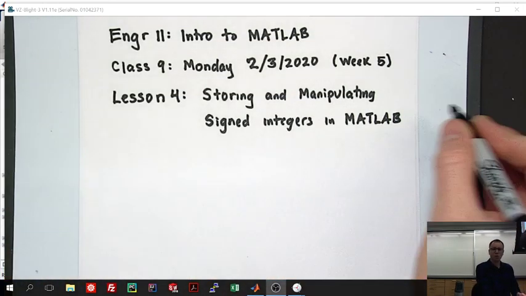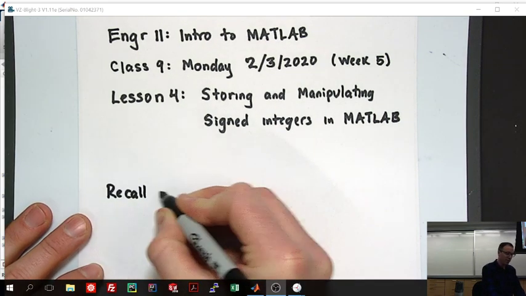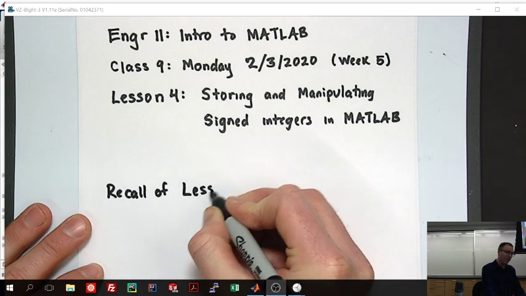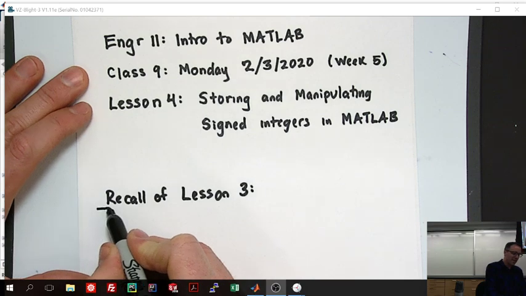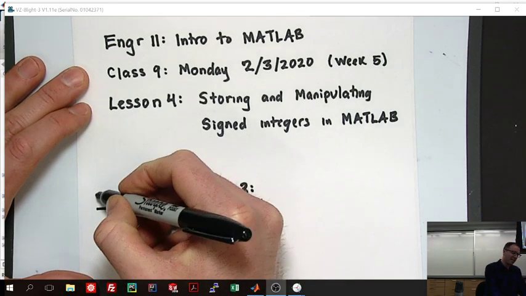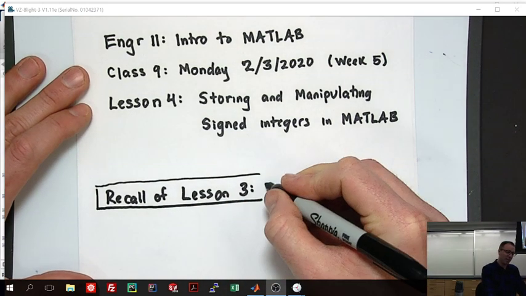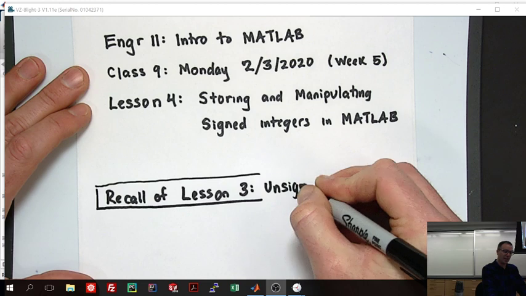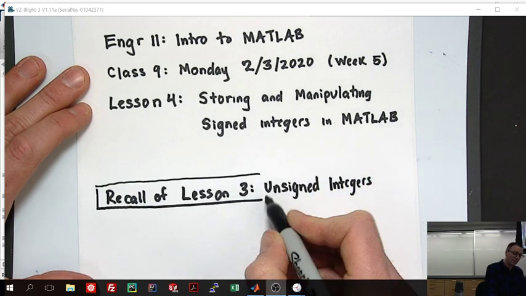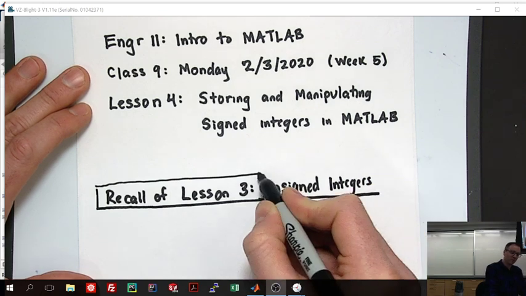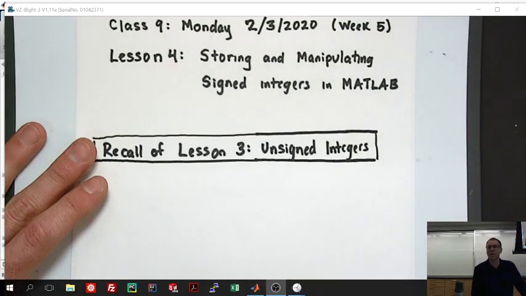Let's do a quick recall of lesson 3. What were the main themes that we surfaced in lesson 3? What were the main ideas that we studied? Yeah, Michelle says unsigned integers. How many different representations did we study for unsigned integers?